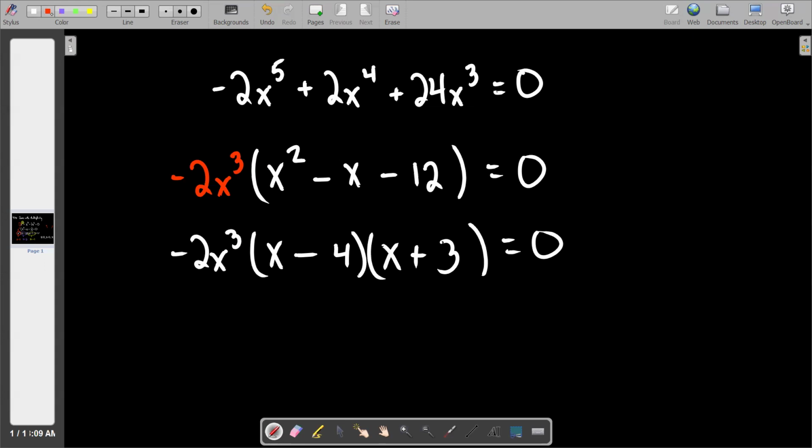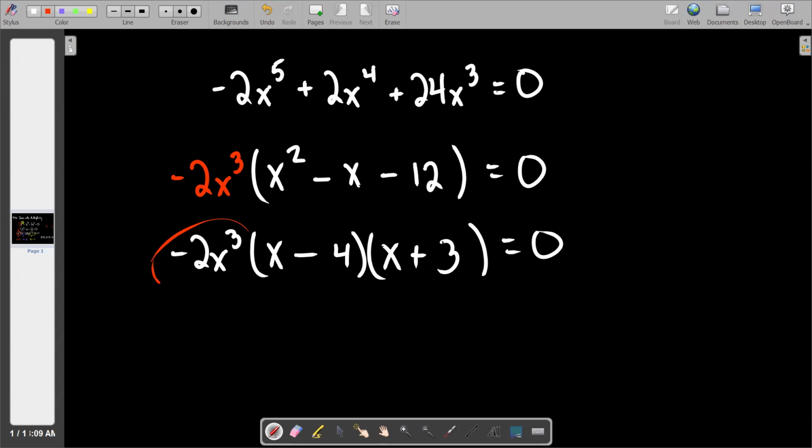Let's talk about the answers. According to the fundamental theorem of algebra, looking at the top of the television, how many answers will this problem have? 5. It will. We're only going to see 3, but multiplicity to the rescue.